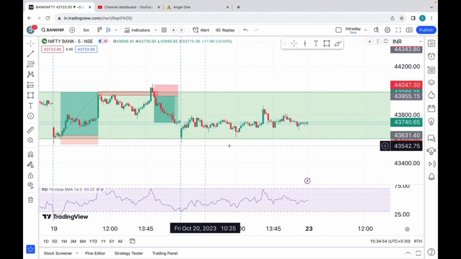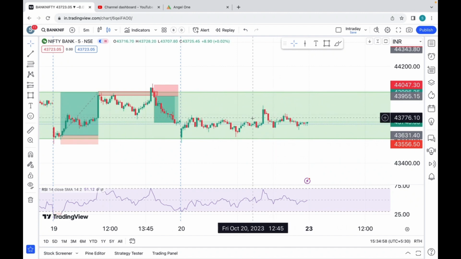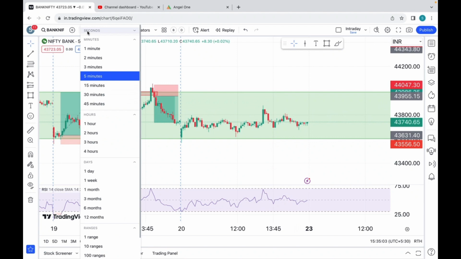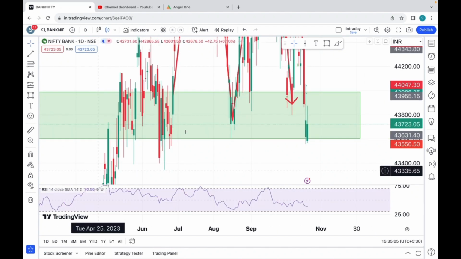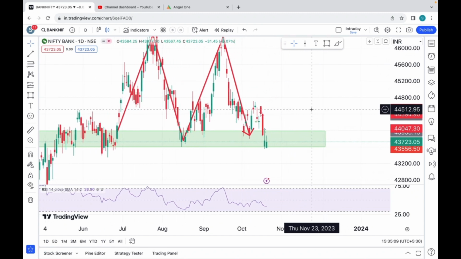So this is the Bank Nifty's price action for today. But before we see what Bank Nifty price action has done today, as usual, let's go to our daily charts and start from there. So now this is our daily chart.